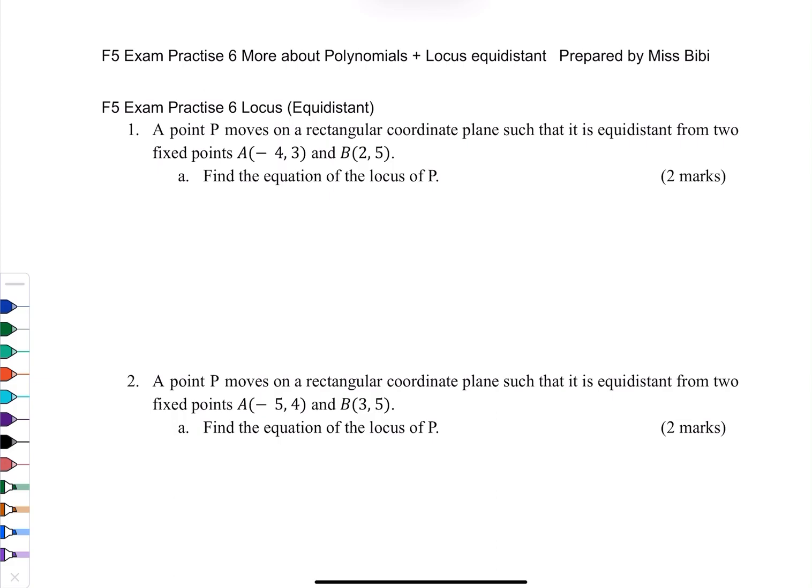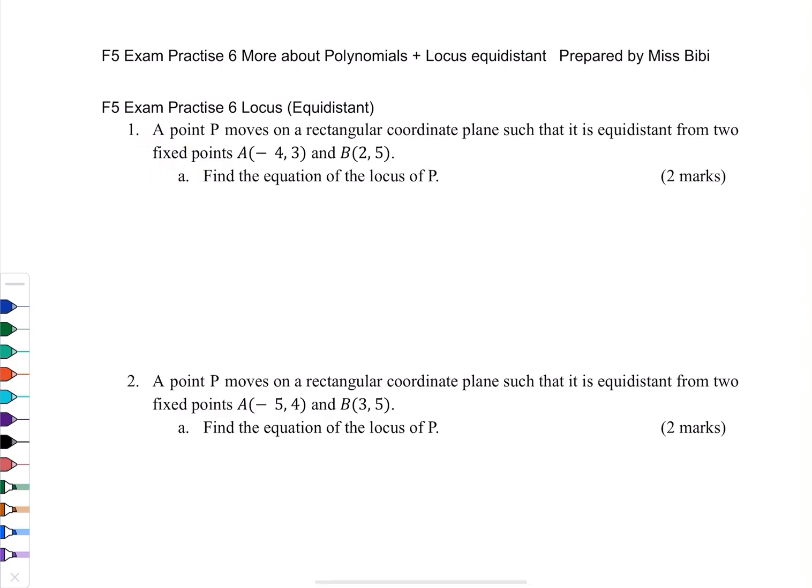This is Form 5 exam revision, final exam, and in this video we are going to continue with the practice 6, the locus. There are a lot of locus of course, but then the most common one is the equidistant one. So we will practice about that one in this video. That is actually basically to use the distance formula for 2 points, find the distance between 2 points and just do the question. It's a lot of steps worth 2 marks, but if you don't do this part of it, you can't do the BCD part.